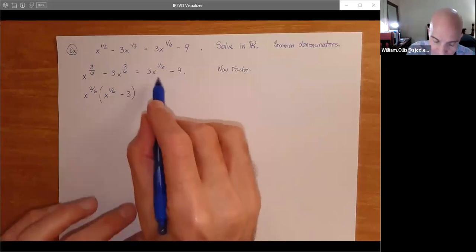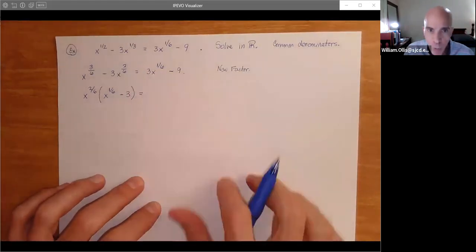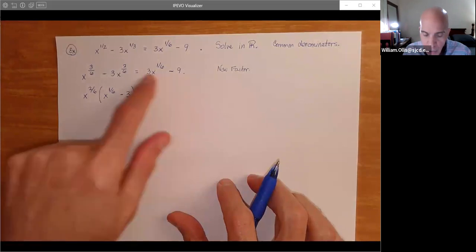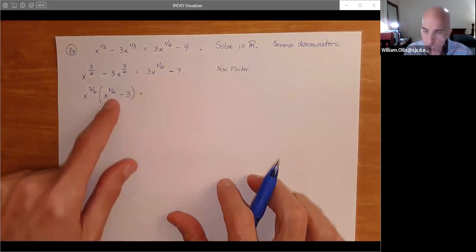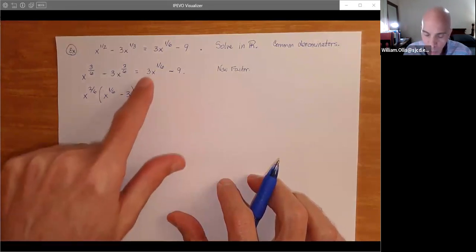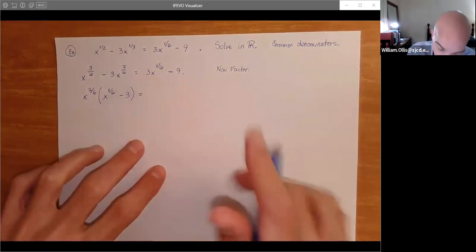Now, what's the common factor over here, ladies and gentlemen? Well, we can see we've got a 3 here and a 3 there. And that's good because we're going to get the same factor here. So now we can factor the 3 out of each of these terms.